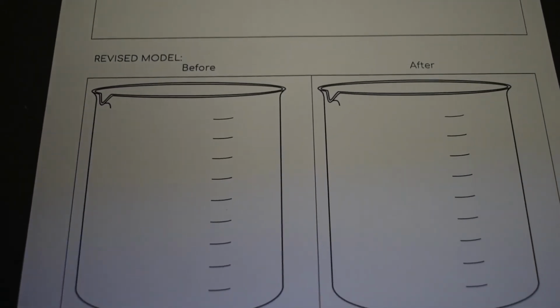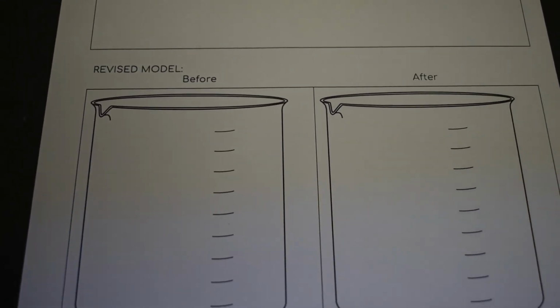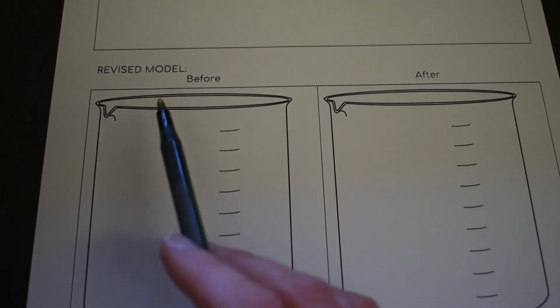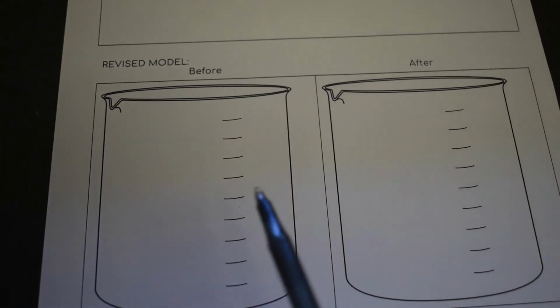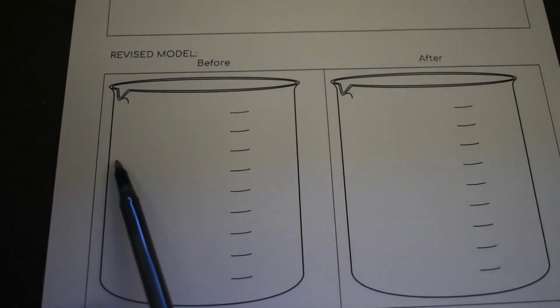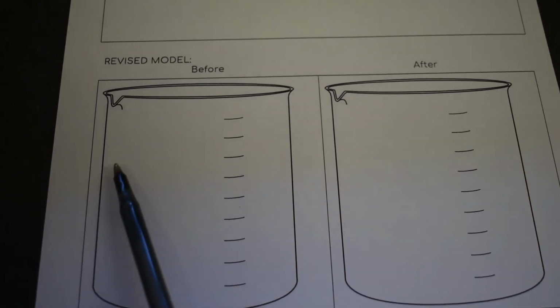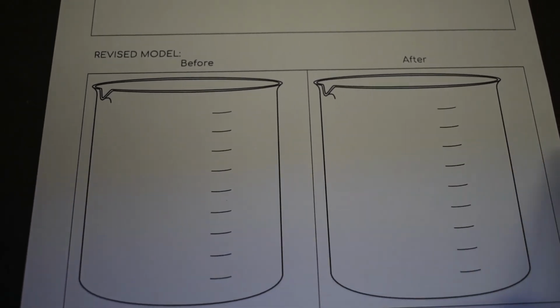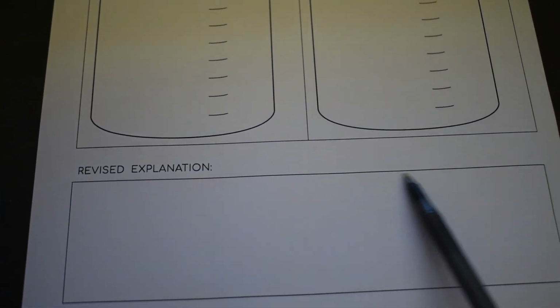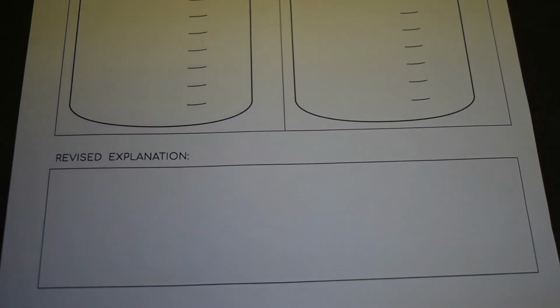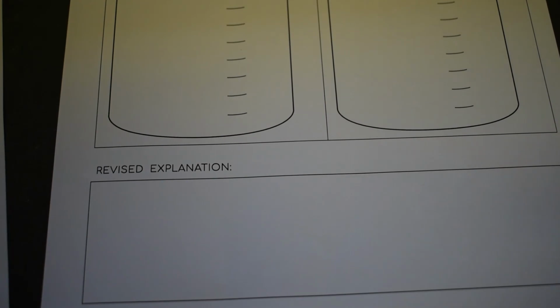Okay, so now that you've got some new information about that demonstration, I want you to revise the model that you had before. So how does what I told you change what you think the solution looked like before? So what did the liquid look like before, and what did it look like after? And then go ahead and revise your explanation. So knowing that it got hot after, what does that make you think about what happened?